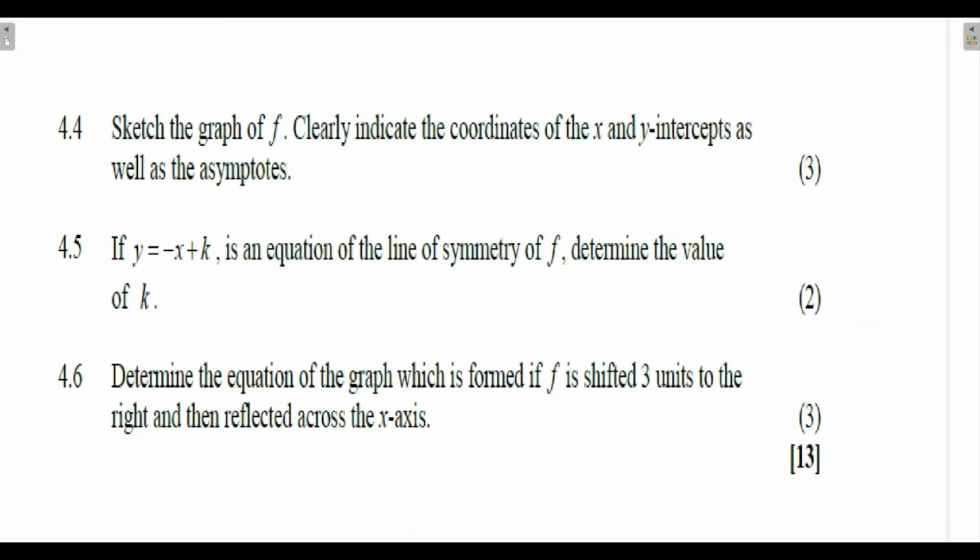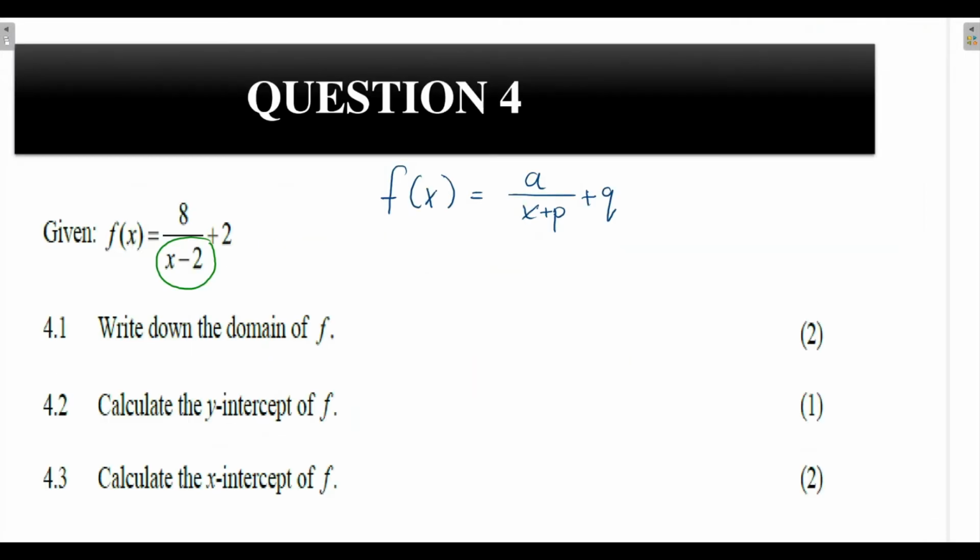Question 4.4: sketch the graph of f. Clearly indicate the coordinates of the x and y intercepts as well as your asymptotes. Remember, in the video that I did for you, I showed you how you get your vertical asymptotes and how you get your horizontal asymptote.